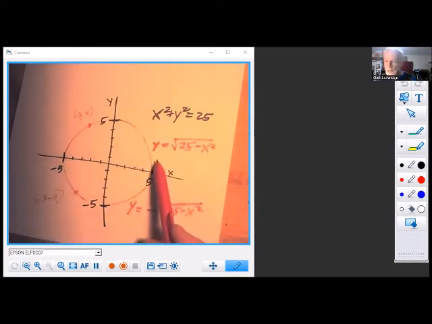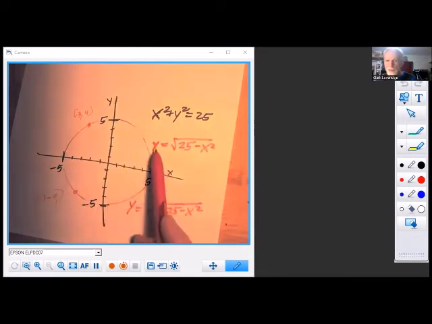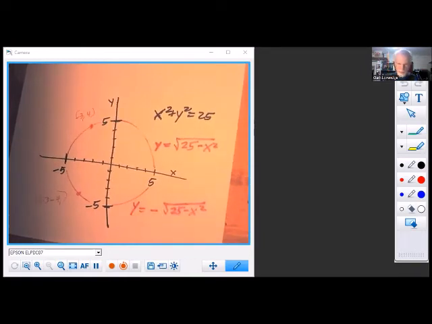You can actually split this relation into two functions. The upper semicircle would be a function, y equals the square root of 25 minus x squared. And the lower semicircle is also a function: y is the negative square root of 25 minus x squared. One of the reasons functions are important is that there are certain procedures in calculus that can only be done on functions. So if you want to do those procedures on something that's not a function, you can split the relation into pieces and do the procedure on each piece separately.